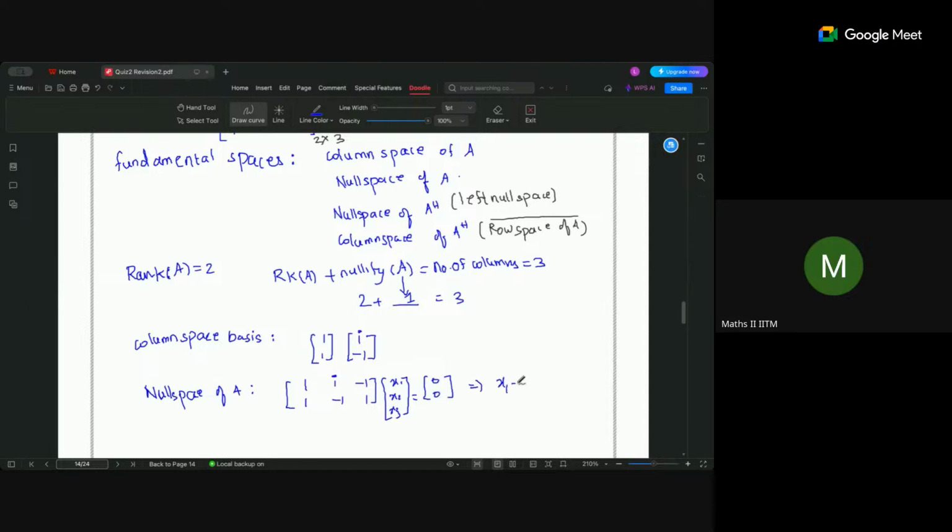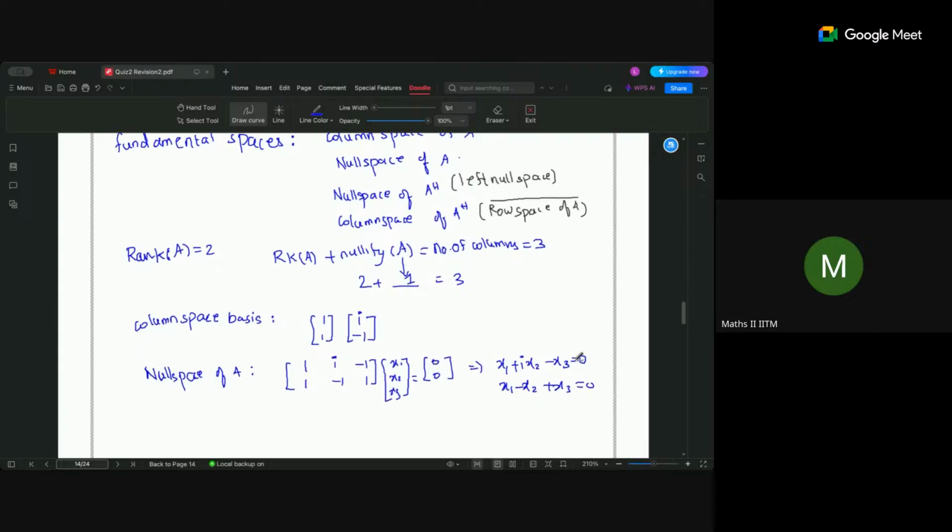So you have x1 plus i x2 minus x3 equal to 0, and x1 minus x2 plus x3 equal to 0. These are the equations we have got. Let us say this is equation 1 and this is equation 2. Now let's add them up. If we add them up, we get 2x1 plus (i minus 1) x2 equal to 0. So x1 is equal to (1 minus i) by 2 times x2.